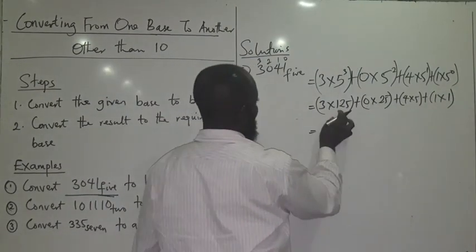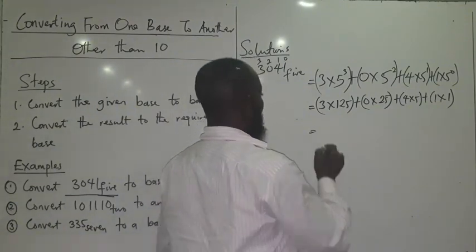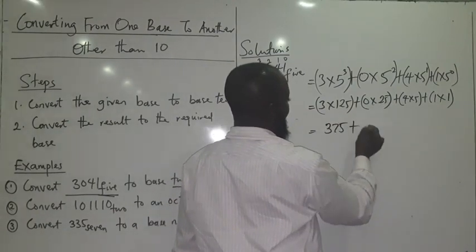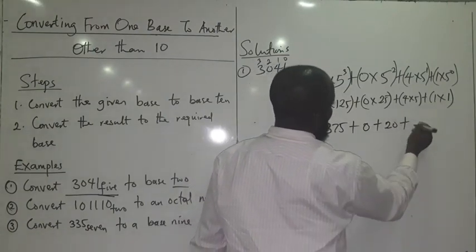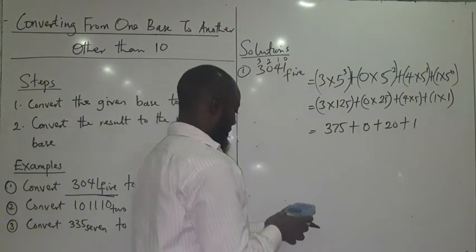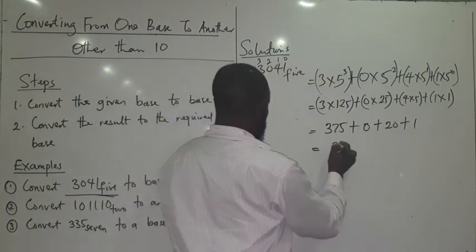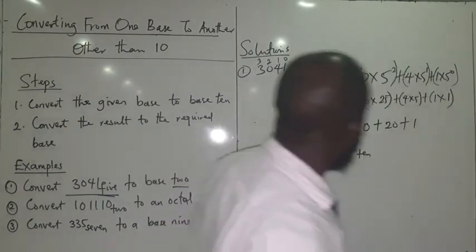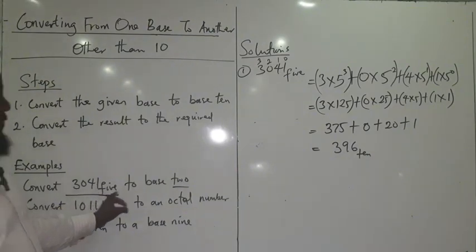So let's now multiply this. That is 125 times 3, which gives us 375, plus 0 times 25 is 0, 4 times 5 is 20, plus 1 times 1 is 1. We add everything together, 375 plus 21. So this gives us 396 in base 10. So that's the first step: convert the given base to base 10. We have converted 3041 base 5 to base 10.